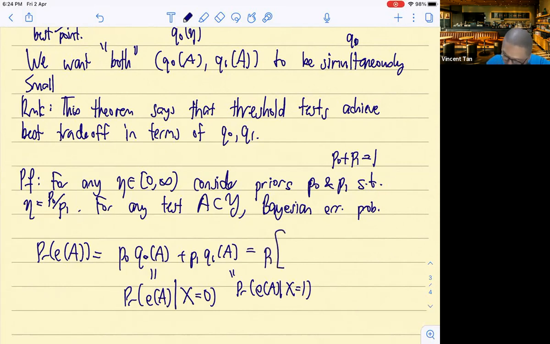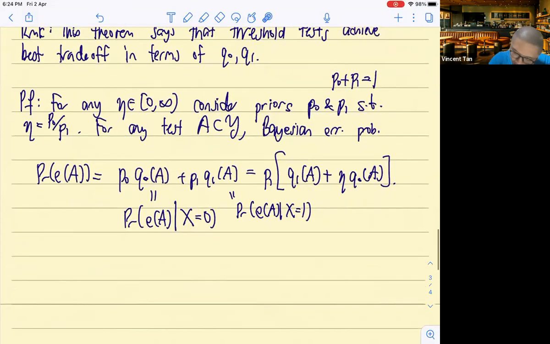So we can bring out P1, and what we get, with a bit of rearrangement, if you allow me to, is P1 times Q1(A) plus eta Q0(A). This is nothing but rearrangement. We are actually moving these two around first, but hopefully you allow me to skip one step here. So this is nothing but the law of total probability. Hopefully it's not too difficult. Now this is for a particular test A.